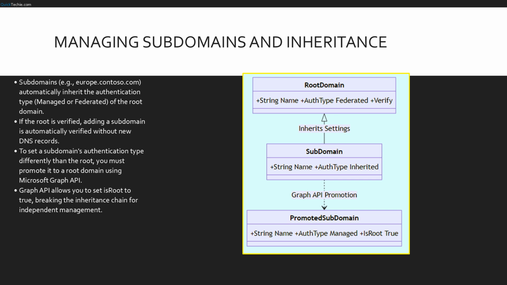This class diagram visualizes the relationship between domains. The root domain has an authentication type, for example, federated. The subdomain naturally inherits settings from the root domain. The dotted line represents the action taken via Microsoft Graph API. By promoting the subdomain, it becomes a promoted subdomain where root is set to true. This breaks the inheritance, allowing its authentication type to be set to managed independently of the parent.